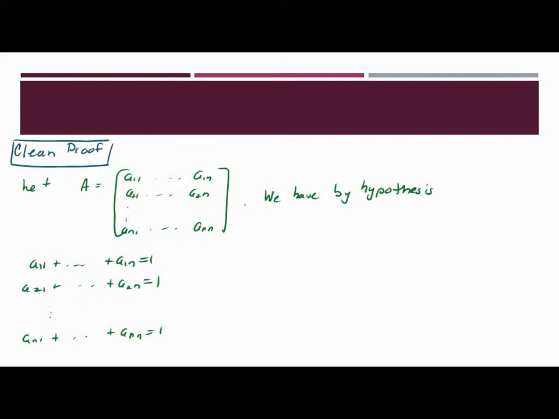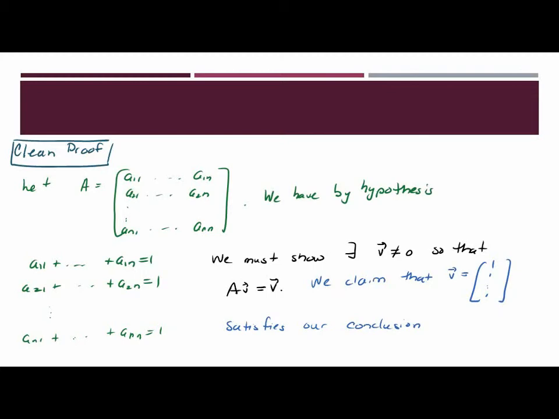The clean proof is, here's my A. We have by hypothesis what I just wrote out for the reader to see. We must show, and I just wrote this out for the reader to see, that there exists a V such that AV is equal to V. And then out of nowhere comes, well, we claim that V equals 1 will work. That's how you usually see it in classes, right? Out of nowhere, somebody pulls something out of a hat.